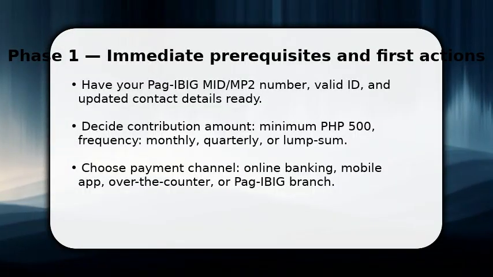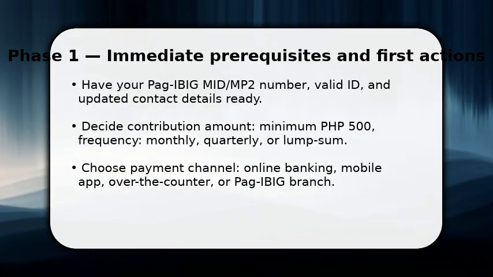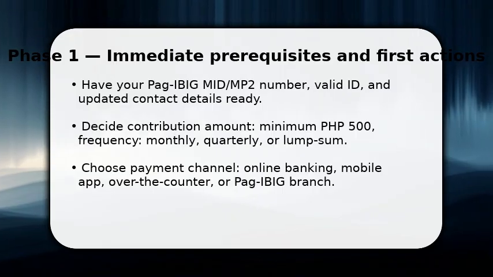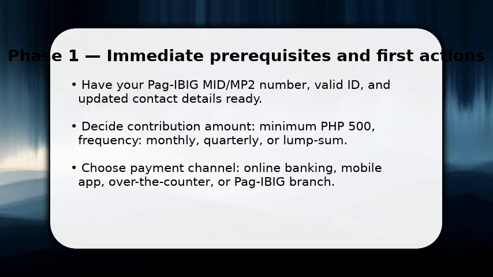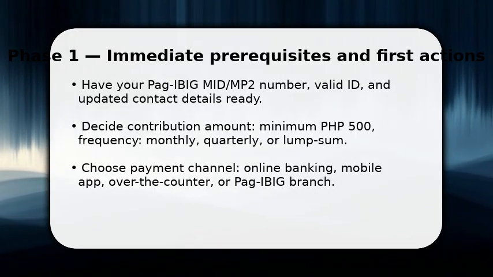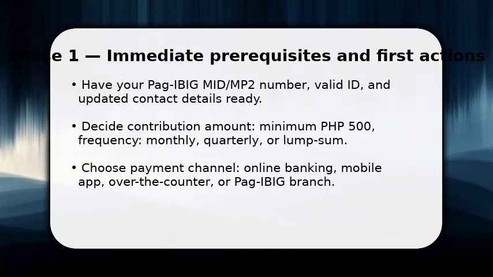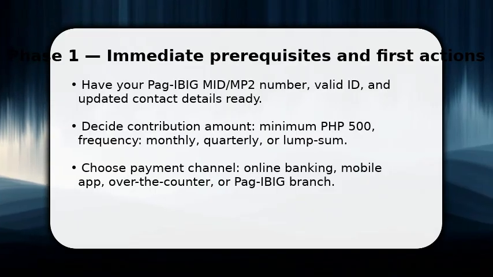You start by gathering essentials: your Pag-IBIG MID or MP2 account number, a valid ID, and a working email or mobile number. Next, choose how much to save. Remember, the MP2 minimum is PHP 500. You can deposit monthly, quarterly, or as a lump sum.